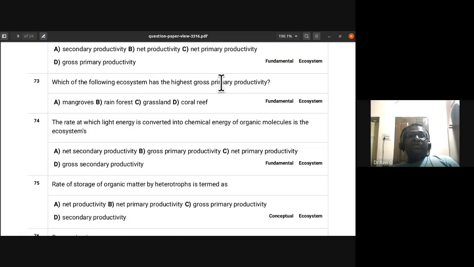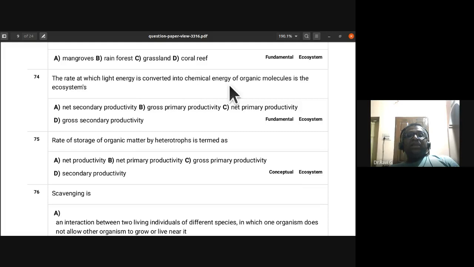Which of the following ecosystems has the highest gross primary productivity? So obviously it is going to be rainforest. The rate at which light energy is converted into chemical energy of organic molecules in the ecosystem, so what do we call it? Net secondary productivity, gross primary productivity, net primary productivity, or gross secondary productivity? What do you define it as? So the 74th question, the answer is B.